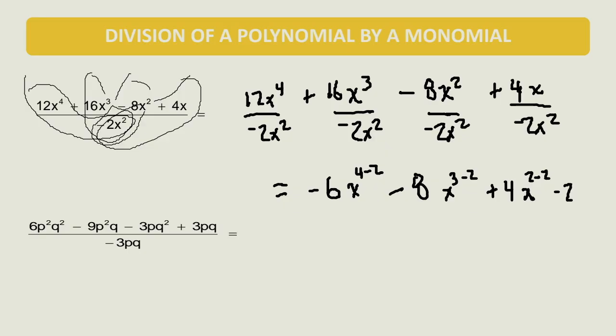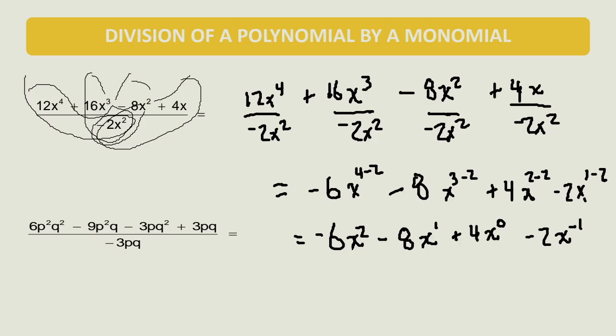Okay, so all I did was take all my numbers, like my coefficients, and simplify them using a calculator or whatever. And then I subtracted the exponents of the variables that were the same. So negative 6x squared minus 8x to the power of 1. You can put the 1 there, you don't have to, it doesn't matter. And then 2 take away 2 is going to give me a 0, and then negative 2 times x to the power of negative 1. So this x to the 0 will become a 1. So we're going to simplify this as much as we can. I get negative 6x squared minus 8x plus 4 minus 2x to the negative 1.